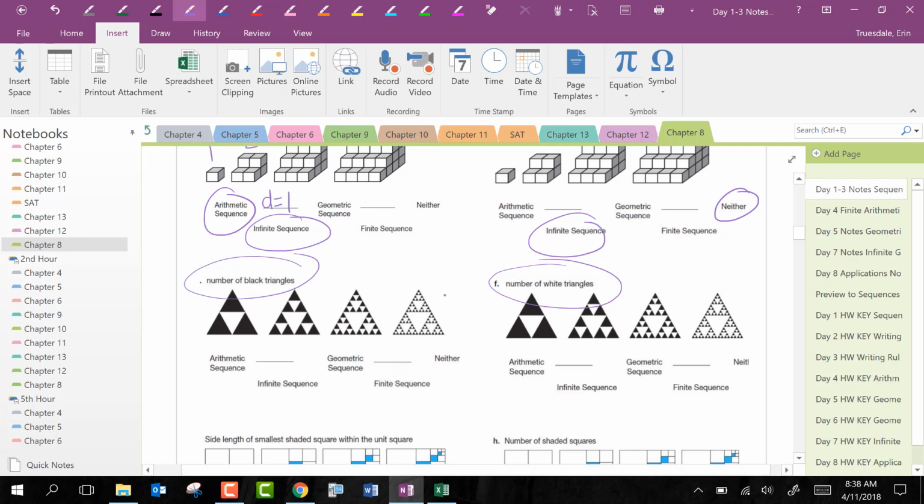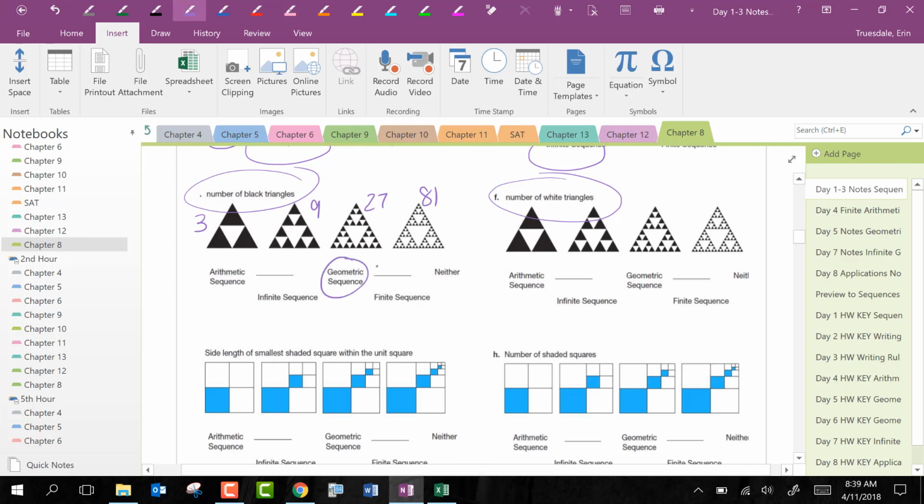Okay, so in this first one we have 3, 9, 27, 81. So this is geometric. We don't use D for geometric, not that you guys knew that yet. We use R, and if you put D, that's fine. R is equal to 3, and technically this could go on forever, although your triangles would be so tiny you probably couldn't see it.